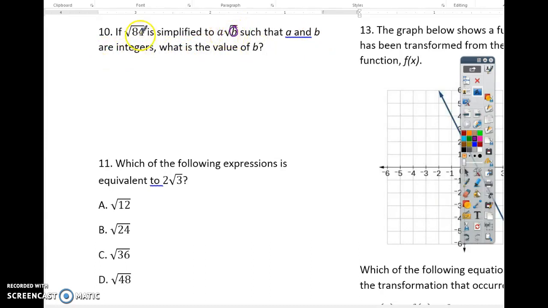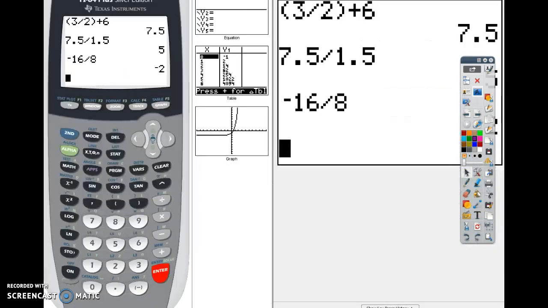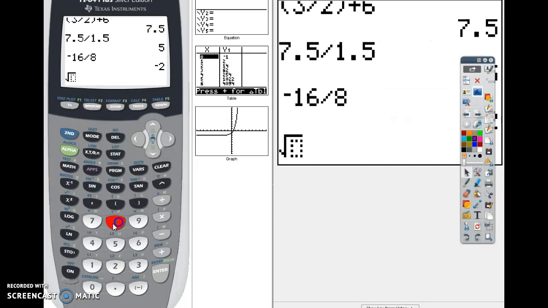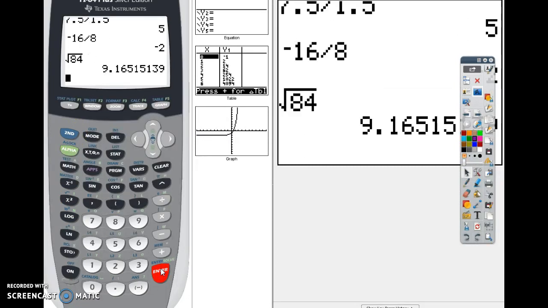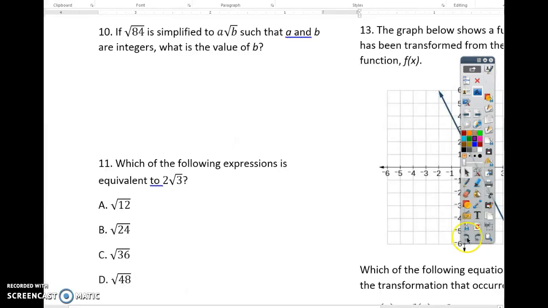Okay? So I need to simplify first. So the square root of 84, I'm going to put that in the calculator, see what it gives me. It's going to give you a decimal. Okay? The square root of 84, enter, is a decimal, 9.165. So we know that we're going to have to simplify. So remember the prime numbers are 2, 3, 5, 7, 11, and so forth and so on. These are the prime numbers.